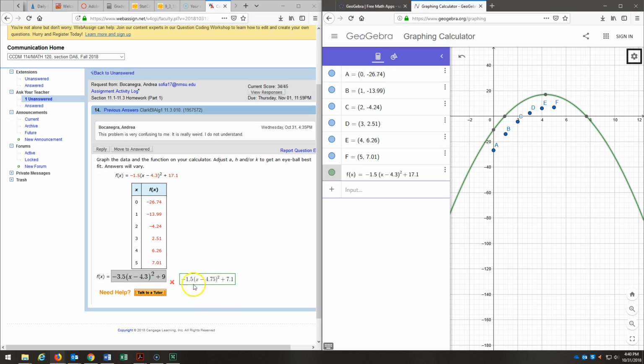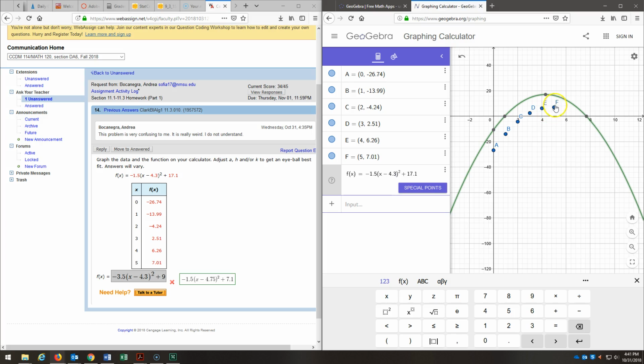Notice here what they have done is they've shifted the parabola from having an h value of 4.3 to an h value of 4.75, so they've shifted that to the right, and they've shifted the k value from 17.1 down to 7.1, so they've shifted that down. And so basically we'll just make our adjustments here. If you're not sure, here was my estimate: my estimate was that F might make a decent vertex.